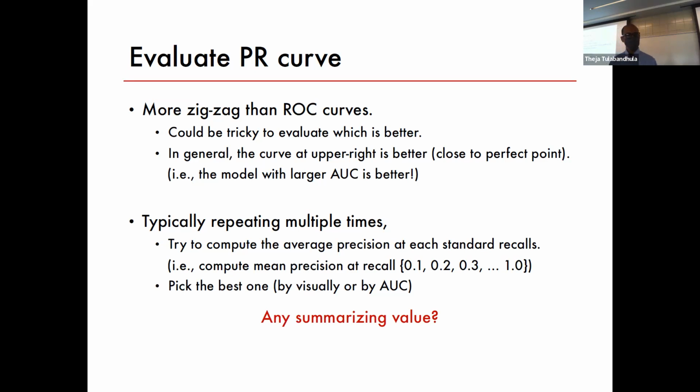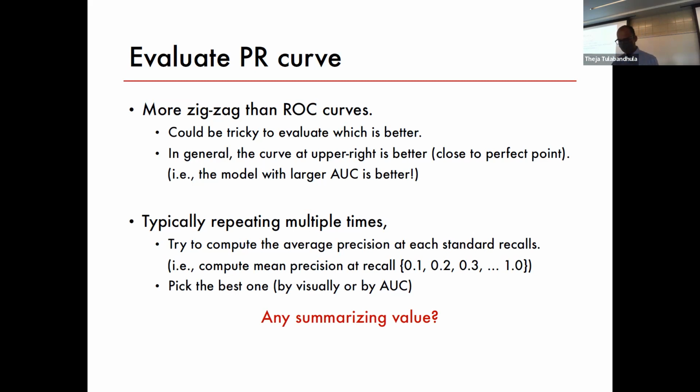Okay, so yeah, pick the best one visually or by AUC. And so the question arises: why do I have to look at a graph, or why do I have to look at two columns of numbers to pick the model? Is there any further reduction from two numbers to, let's say, one number?